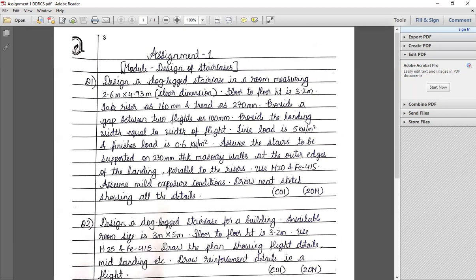Okay. So now tell me, for the first problem, what thickness have you decided and what is the reinforcement? Yes, first problem. Based on the thickness, the flight reinforcement will change. Sir, total depth is 200 mm. Total depth is 200. Okay.